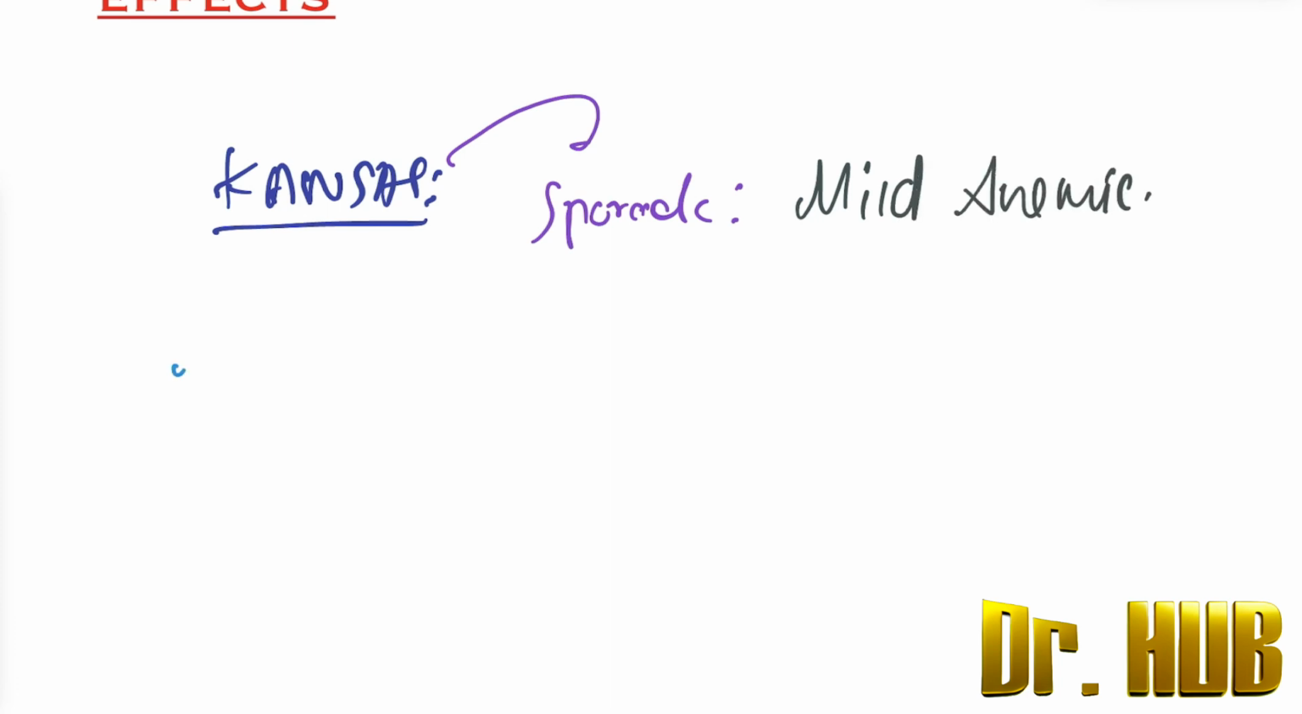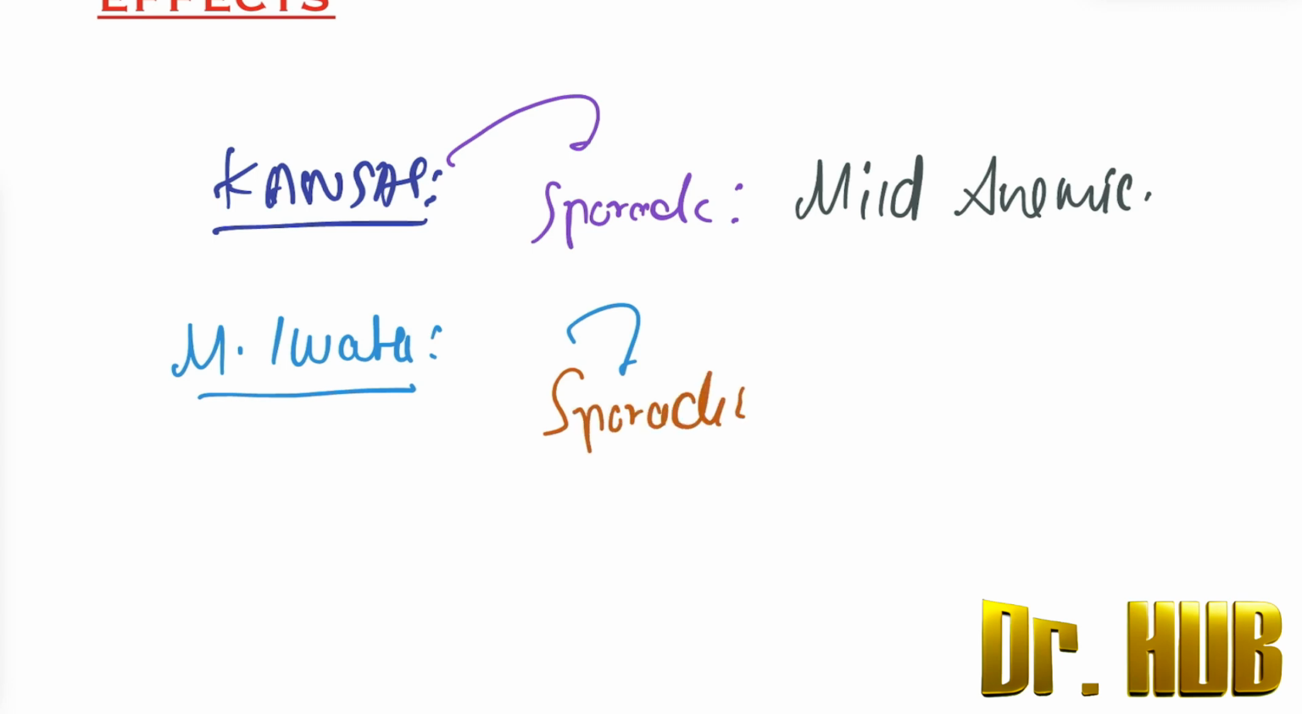Then we look at the M Iwate. Under the M Iwate, the population is again sporadic. What are the main clinical effects? The main clinical effects include the hemoglobinemia.